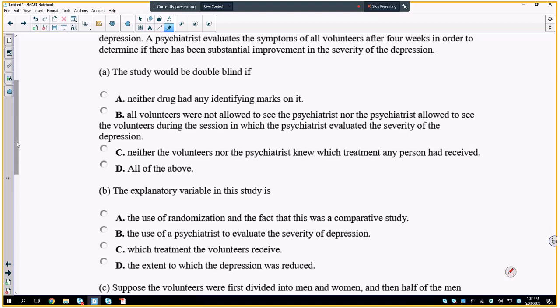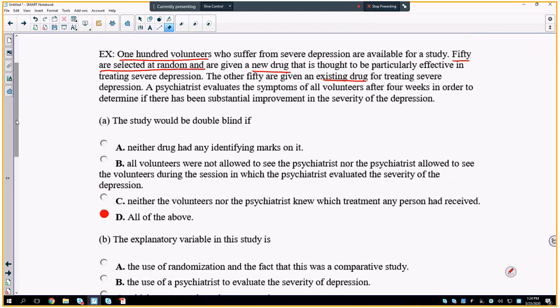Let's look at A and B. Neither drug had any identifying marks on it. Well, it seems like we should make sure that the drugs cannot be identified, because if they could, then the volunteers or the psychiatrist might know who'd been taking what. So we're going to need A. And B, all volunteers are not allowed to see the psychiatrist, nor the psychiatrist allowed to see the volunteers. That seems like that should be a good thing as well, so I'm going to go ahead and say all of the above. If we want to call it double blind, then we need both parties to be anonymous to the other party and to not know which group they fit into.